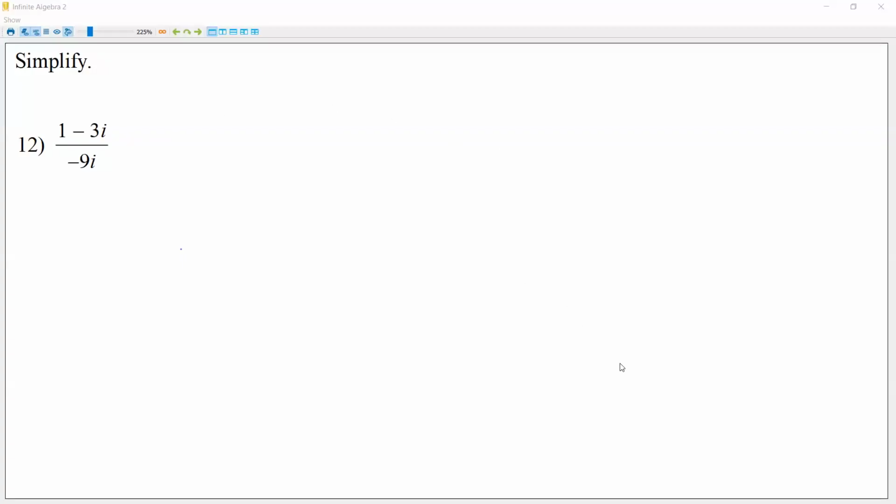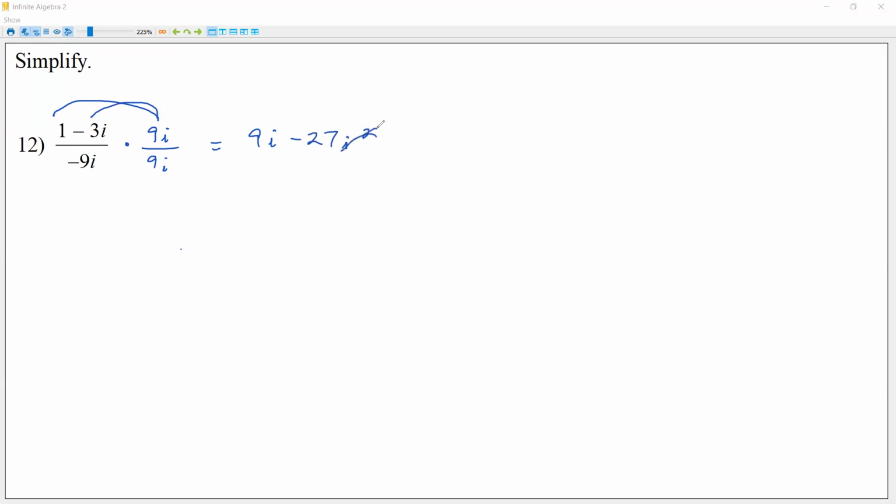So here we're going to multiply by positive 9i over positive 9i. Remember, it's always the opposite of the denominator. And when we do that, we're going to be distributing like 9i times 1. So that's 9i. And then 9i times negative 3i. So that's negative 27i squared.